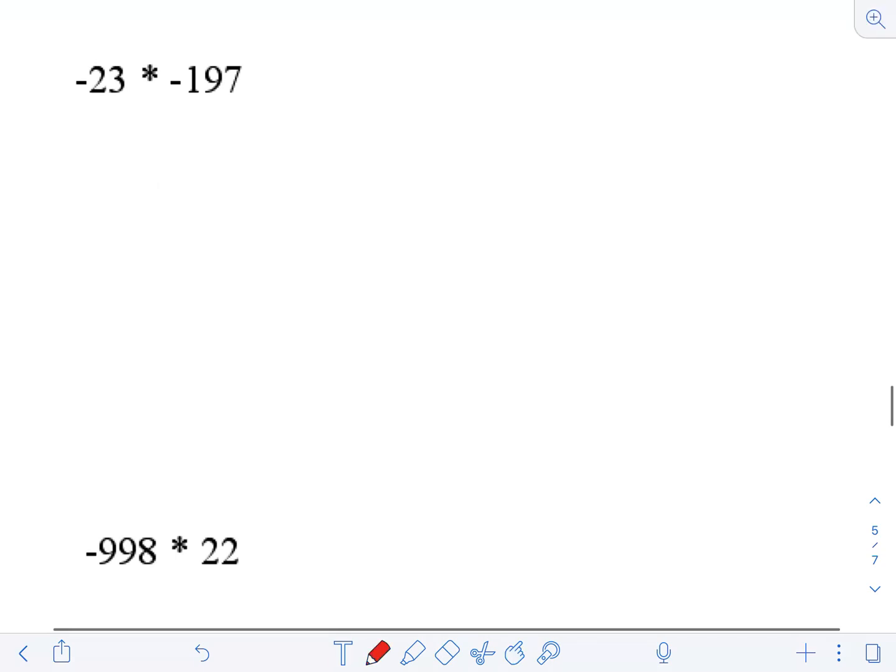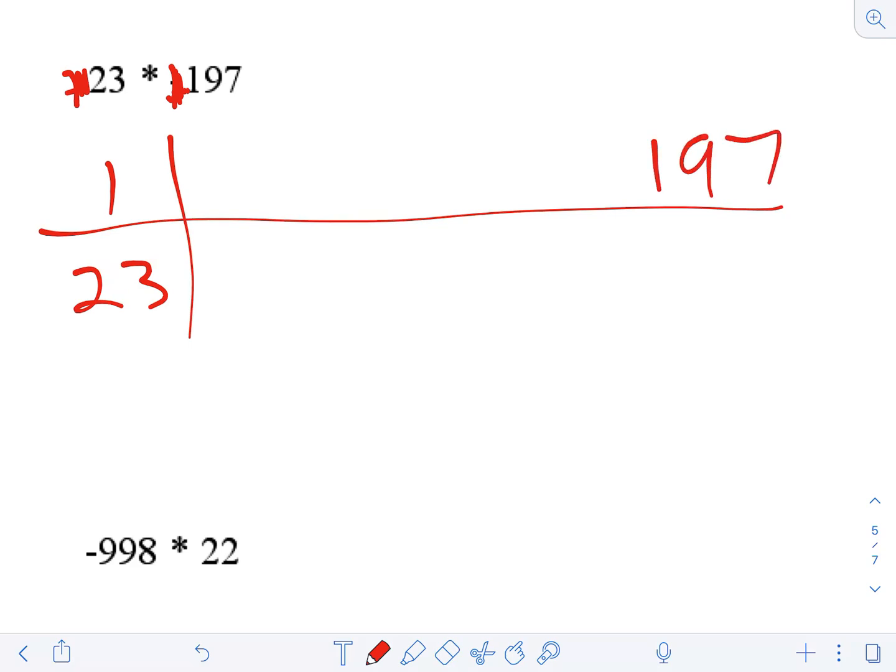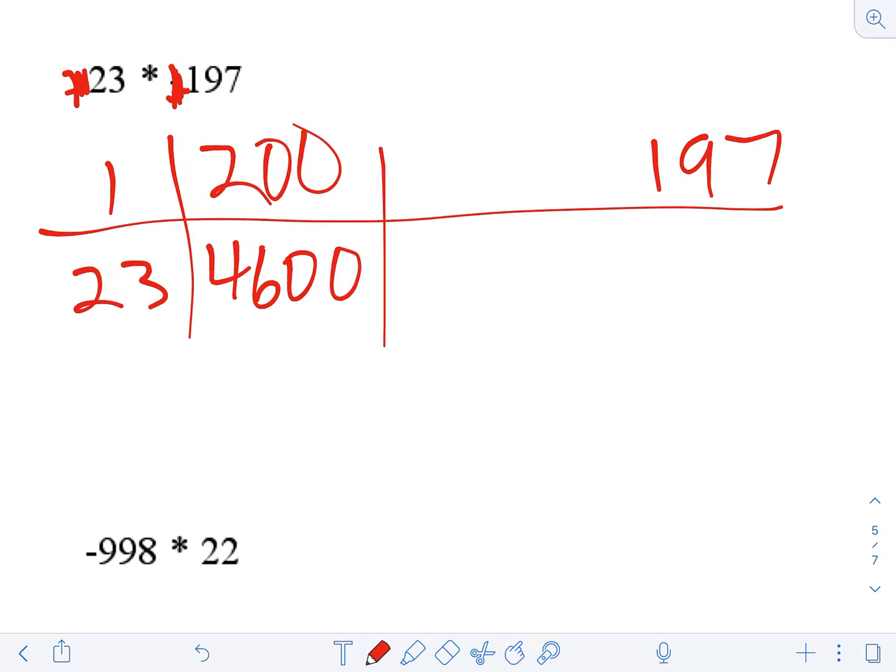Negative 23 times negative 197. Well, we have a negative and a negative. They go together to make a positive. So 23 times 197. Well, if I do 1 23, my goal is to get 197 of them. Well, that's super close to 200. And so 2 times 23 is 46 with 2 zeros. Oh, but I'm 3 away. Okay, so let's just make 3. So if 1 is 23, 3 23s is 69.